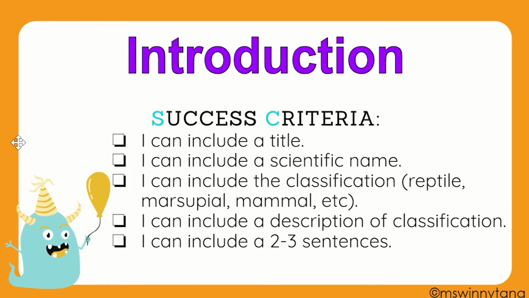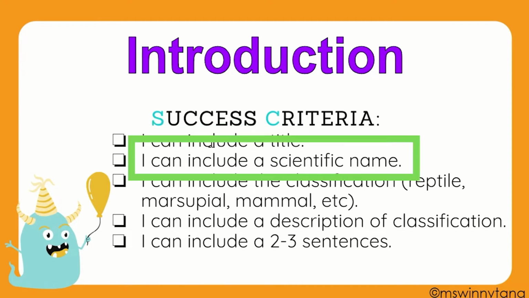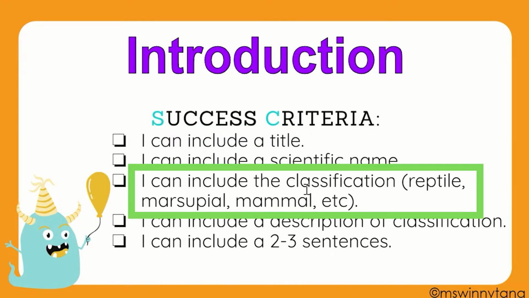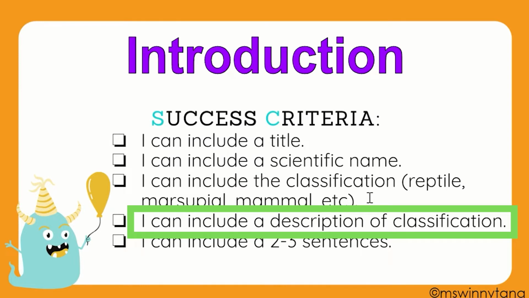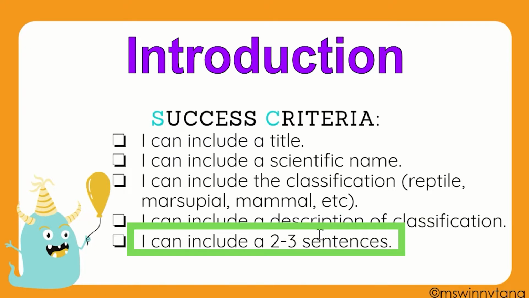So we need to include a title, we need to include the scientific name of our animal, we need to include the classification. So are they a reptile, a marsupial, a mammal, etc. We'll also include a description of that classification, and it will probably be around 2 to 3 sentences on average.